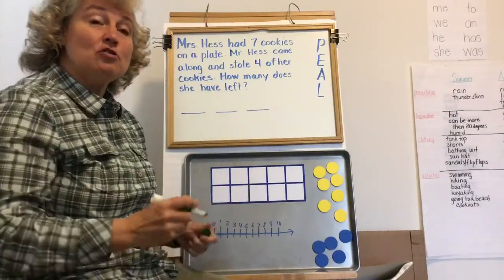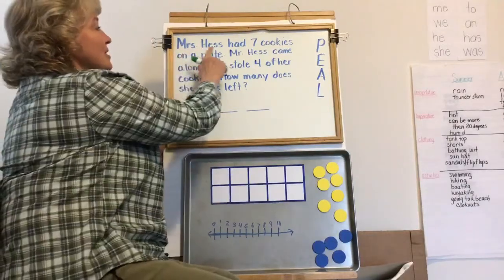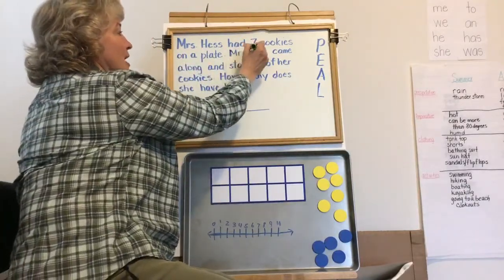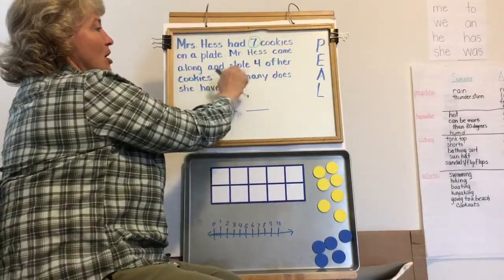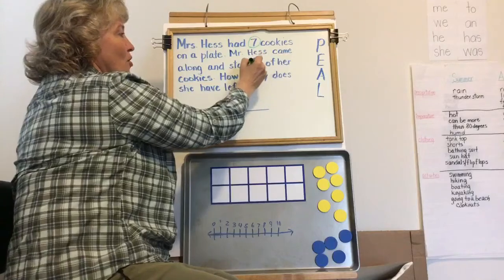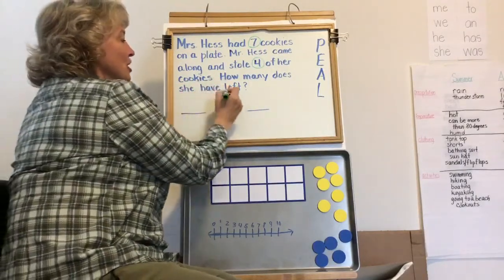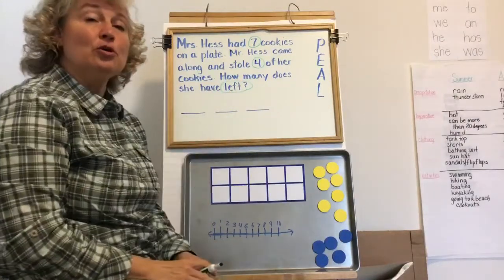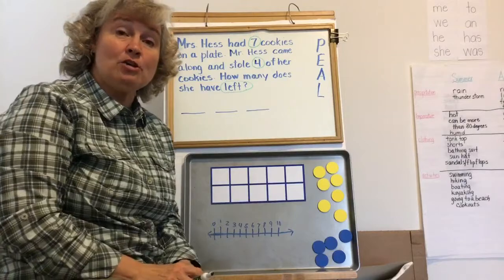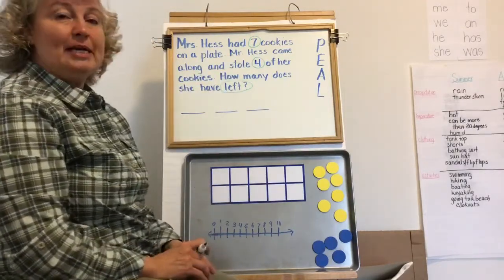All right, so let's circle some of that important information that's in our word problem. So it says Mrs. Hess had 7 cookies on her plate. Mr. Hess came along and stole 4 of her cookies. How many does she have left? Well, that word left is our clue that tells us this is going to be a subtraction problem. Okay, so let's start first with P, our picture.